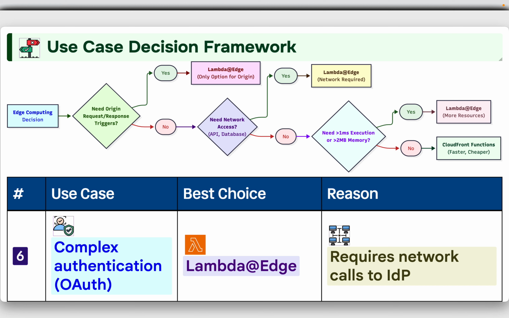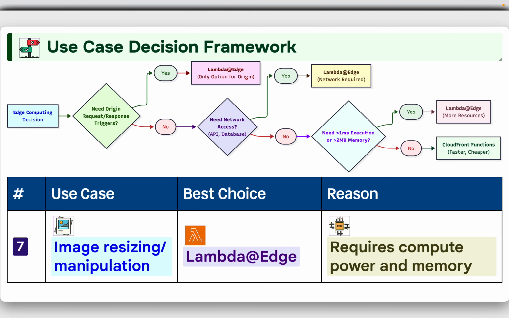Next part is Lambda at Edge. I have covered all the cases where CloudFront functions would be useful or is a better option. Next, you have the complex authentication, that is OAuth. So use Lambda at Edge. This requires network calls to an external identity provider, which CloudFront functions cannot do. So if you need any auth, you will go to Lambda at Edge.